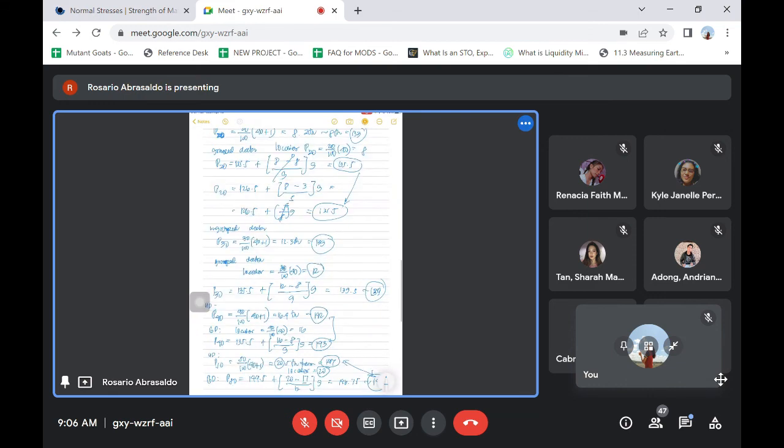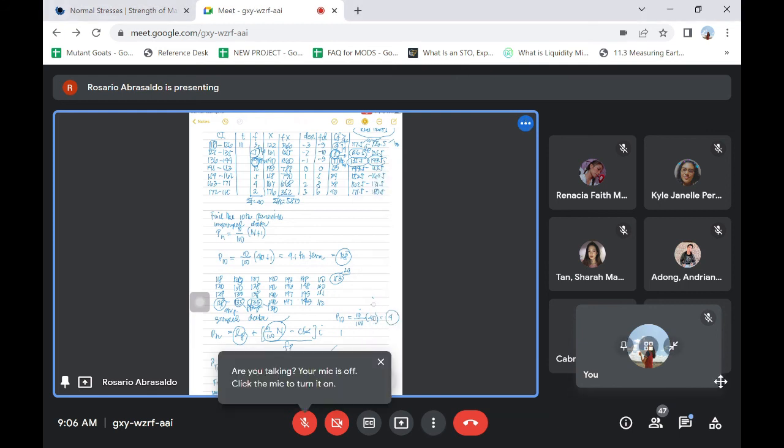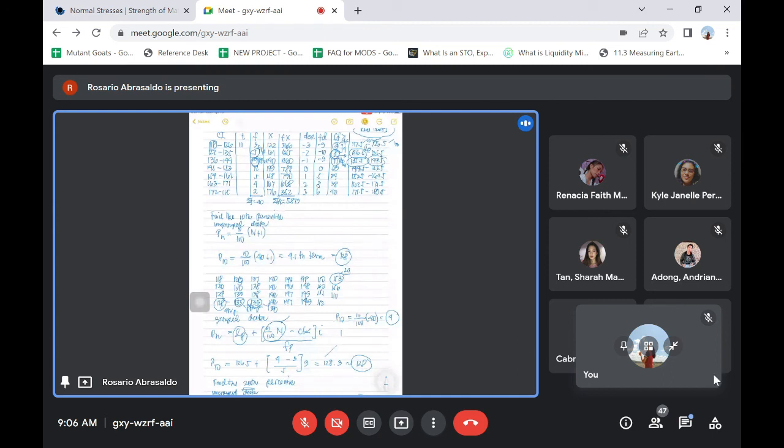Going back, kinahanglan nato ang table. Atong isulod diri ang P sub 80. Sa percentile pa niya, 153, 156, 158, 159. So, 29, 30, 31, 32, 33 is 161.